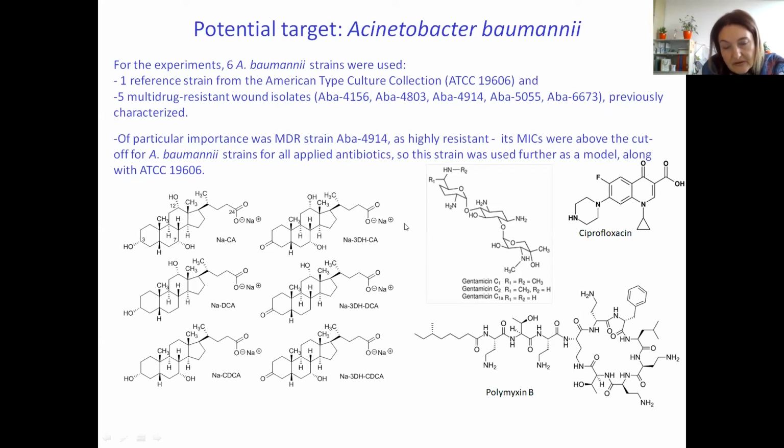For this experiment, we plan to use sodium salts of cholic acid, deoxycholic acid, and chenodeoxycholic acid, and their 3-oxo or 3-dihydro analogs. In the experiment, we included ciprofloxacin, gentamicin, and polymyxin B antibiotics, with different effects, actually different resistance for different causes of resistance of this bacterium.